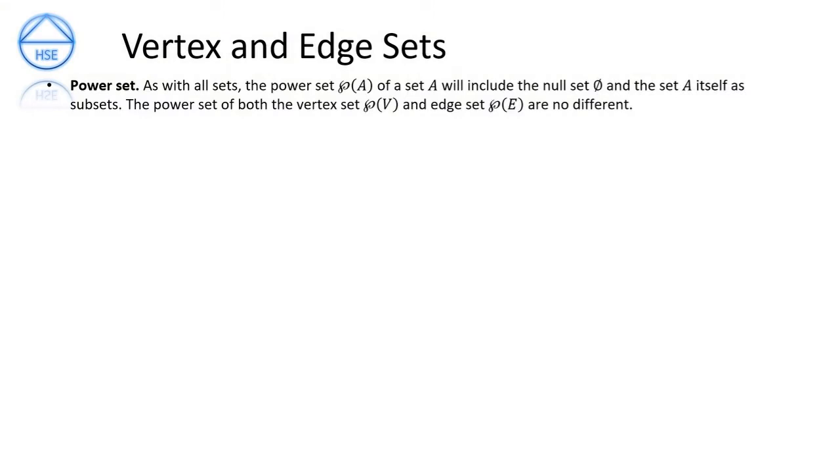Vertex and edge sets. Power set. The power set of set A is given by PA and is the set of all subsets of A. Note that the power set of A includes the null or empty set and the set A itself along with the other subsets. The power set of both the vertex set and the edge set are no different. I've made note of this here because it helps demonstrate my rationale for defining a null or empty graph, which is covered later in this presentation.